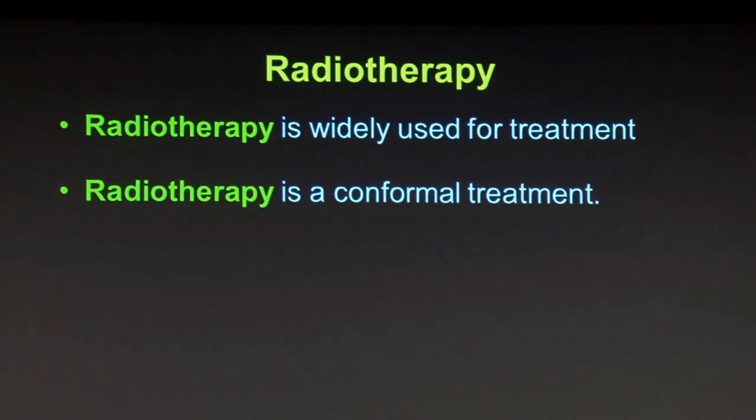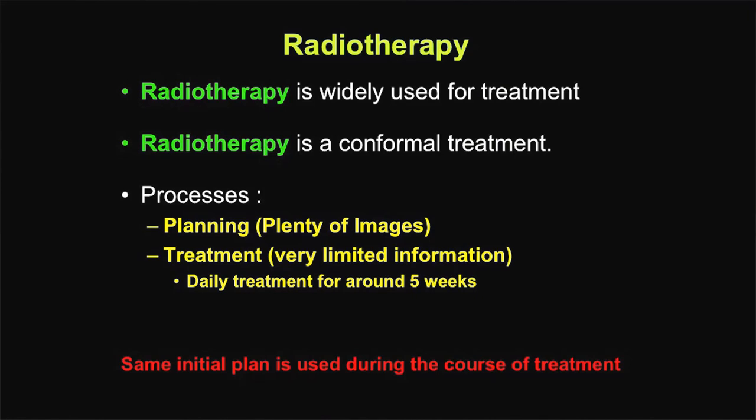As you know, radiotherapy is one of the widely used cancer treatments. However, it has to be accurate in order to avoid any damage to the healthy tissues. That's why we call it conformal treatment. After diagnosis, the patient goes through a planning stage, which takes a lot of imaging, and then goes to treatment with very limited information on the spatial location of the tumor. For regular radiotherapy, this goes on for 5 to 6 weeks on a daily basis.